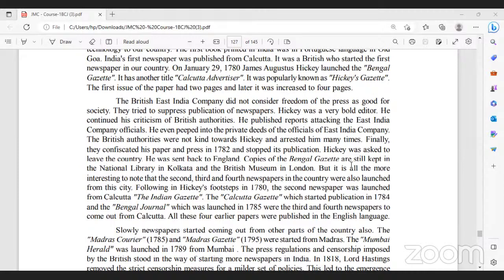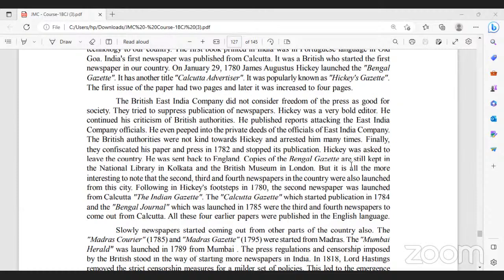So the British authorities restricted, confiscated the paper in 1782 and stopped its publication. He was asked to leave the country and was sent to England. Copies of the Bengal Gazette are still kept in the National Library in Kolkata and the British Museum in London. It is interesting to note that the second, third and fourth newspapers in the country were also launched from Kolkata only.